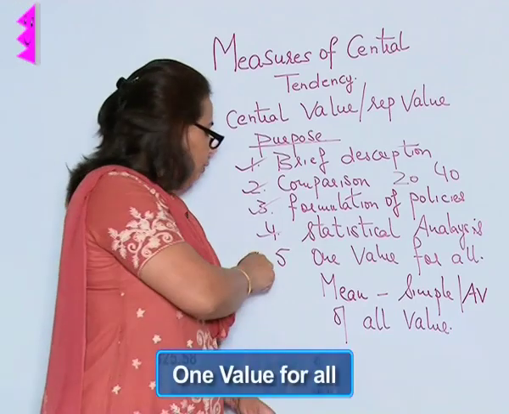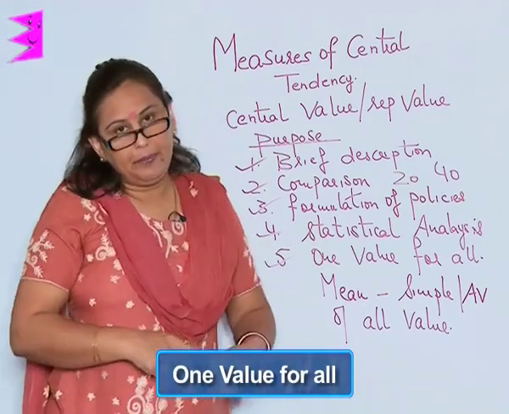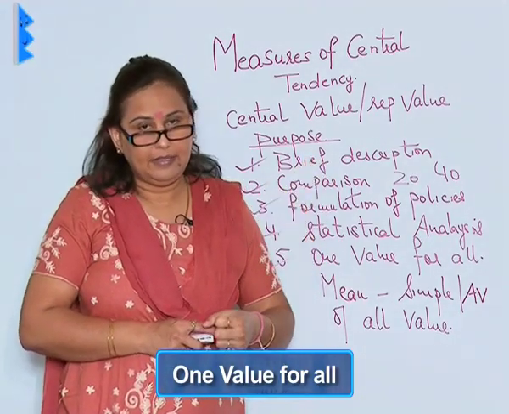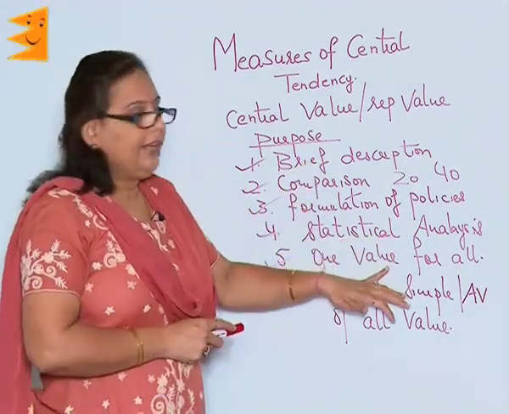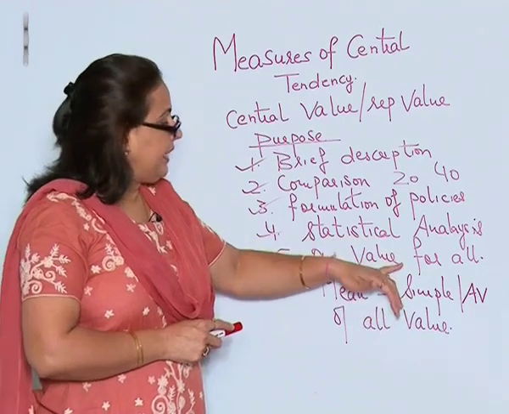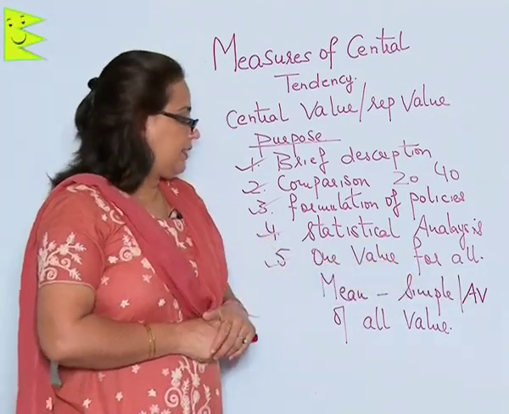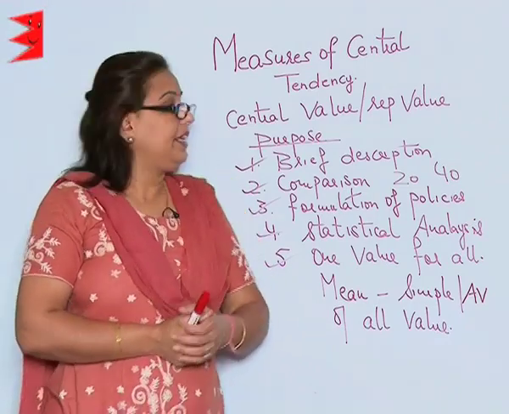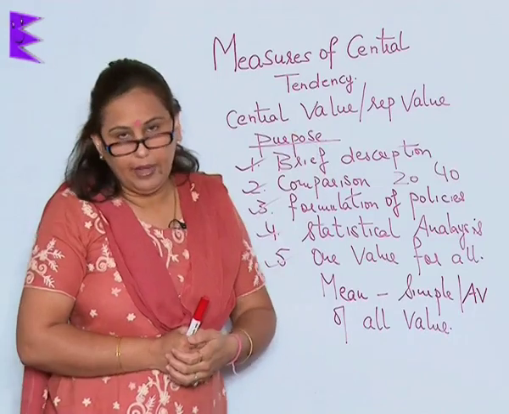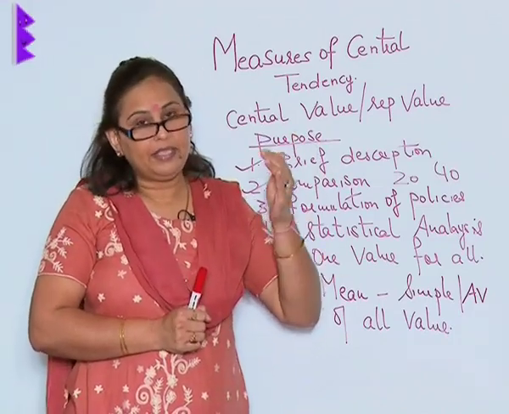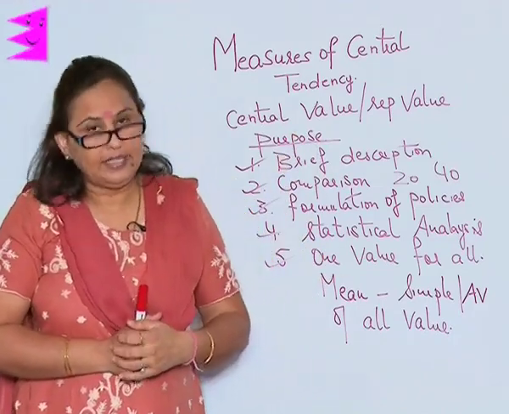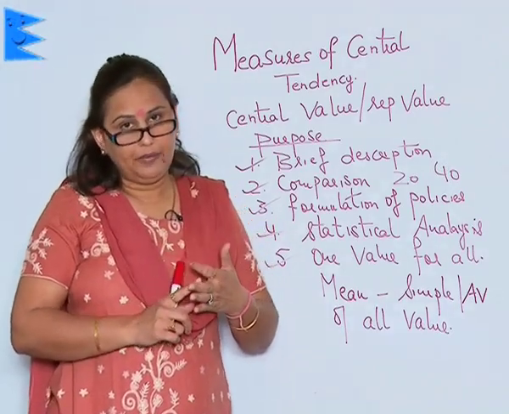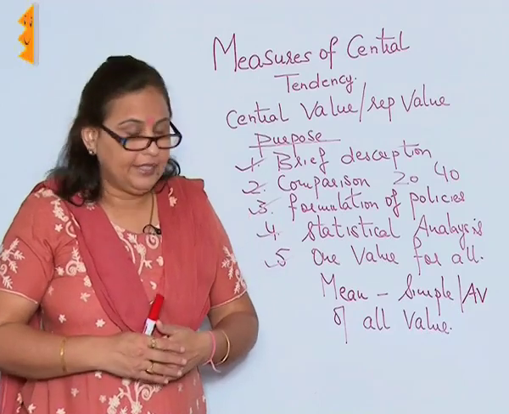Next is one value for all. It truly represents the marks obtained by the students in the class. Thus, one value itself represents all the students. As I said, central tendency is finding the central value, and to find the central value there are three statistical tools, which are mean, median and mode, which we are going to study in detail.